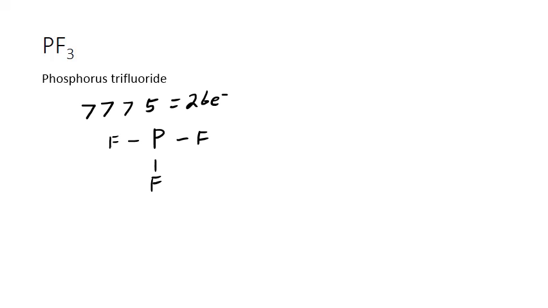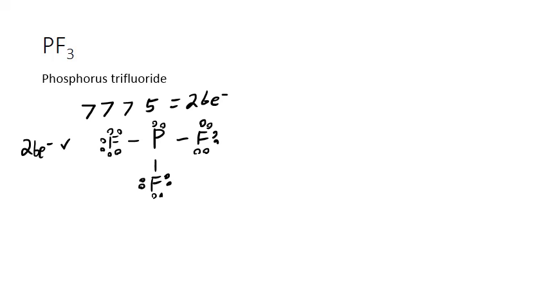Just like I did before, first let's just fulfill the octet rule and see if that works. Make sure everybody has 8 electrons around them. So everyone has their octet rule fulfilled. As you can see, this is 26 electrons. So that's it. This is the structure.